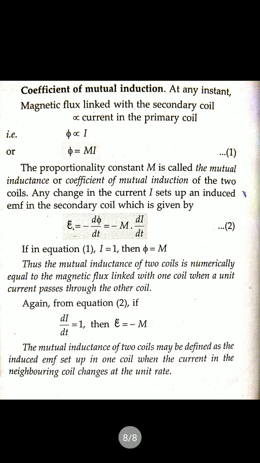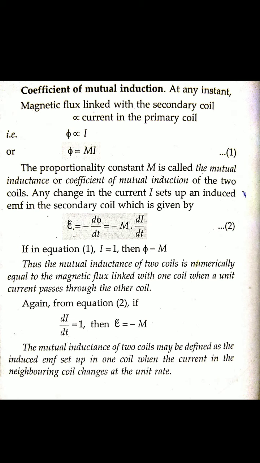Here the magnetic flux linked with the secondary coil is proportional to the change of current in the primary coil. So phi is proportional to I, so phi equals M I. This M is called the mutual inductance or coefficient of mutual induction of the two coils. Any change in current I sets up an induced EMF in the secondary coil, which is given by E equals minus d phi by dt. Phi equals M into I, so E equals minus M into dI by dt. In equation 1, if we put I equals 1, we can write phi equals M.